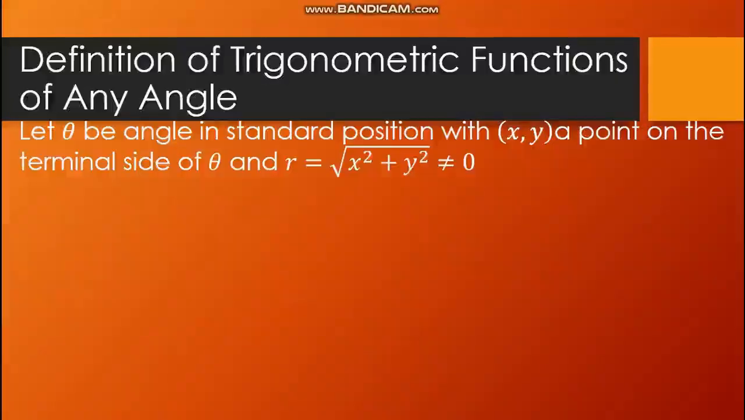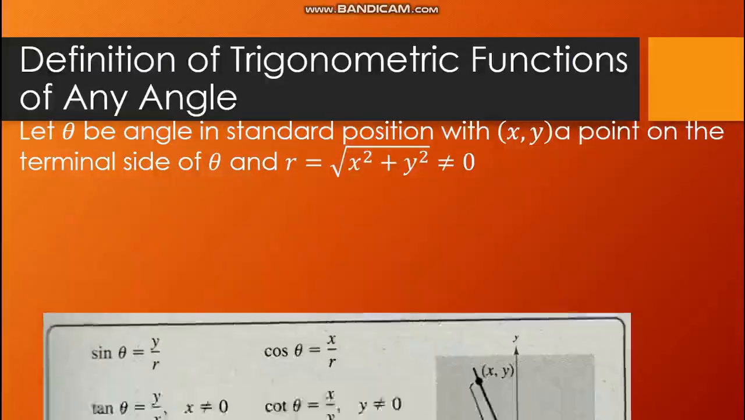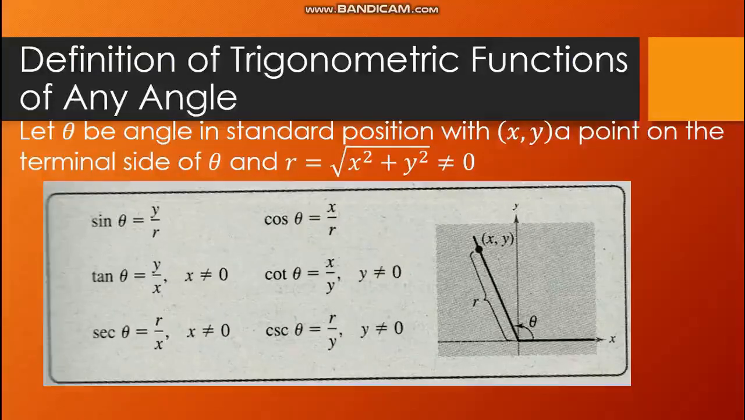Okay? It says, let theta be an angle in standard position. So when we say angle in standard position, that is the initial side is located sa ating positive x-axis. Now, with x, y an ordered pair, a point on the terminal side of theta, and r equal to the square root of x squared plus y squared, and this is not equal to 0. The corresponding ratios of the sides of the resulting triangle are these. We have sine theta equal to y over r, tangent theta is y over x, cosine theta is x over r, cotangent theta is x over y, secant theta is r over x, and cosecant theta is r over y.